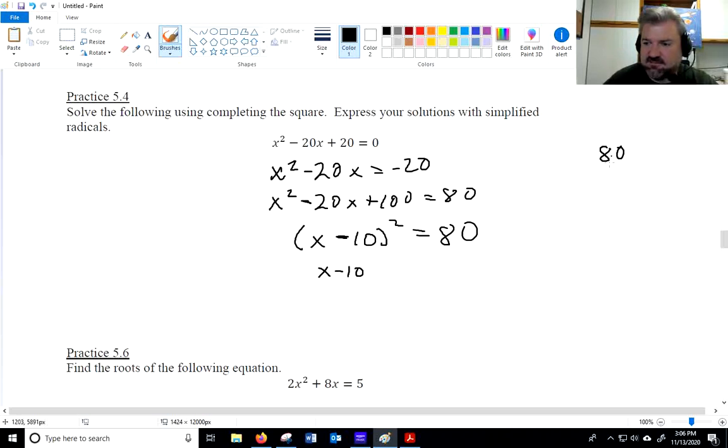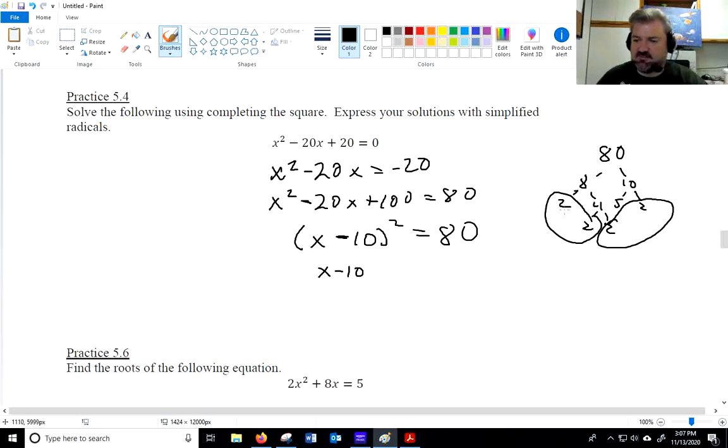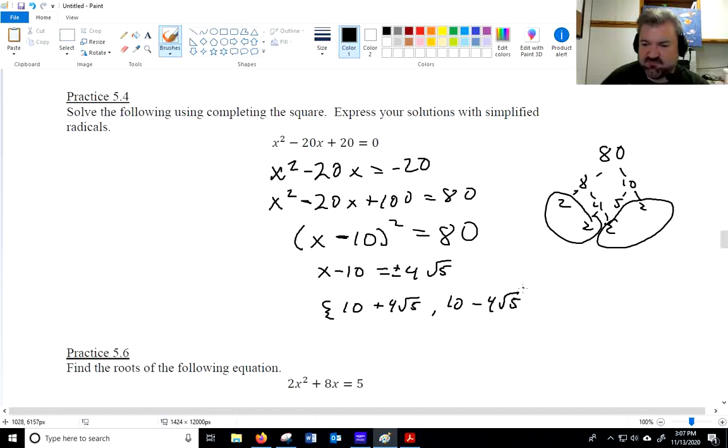Now we've got the square root of 80, but 80 is 8 times 10. 5 and 2. 2 and 4. 2 and 2. I've got a pair of 2's there, and I've got a pair of 2's there. So we have two pairs of 2's. When they come out, the square root of that is a single 2 times a single 2, which is 4. So this is 4 root 5, plus or minus 4 root 5. So our solutions will be 10 plus 4 times the square root of 5, and 10 minus 4 times the square root of 5.